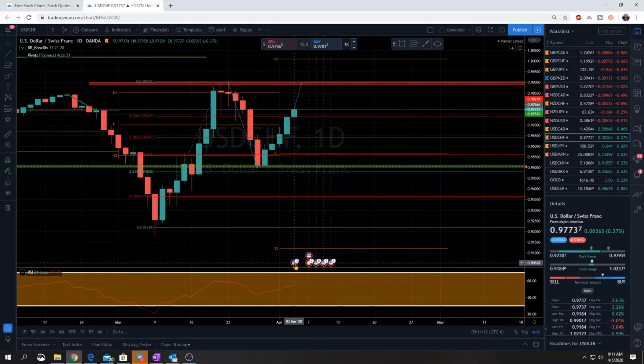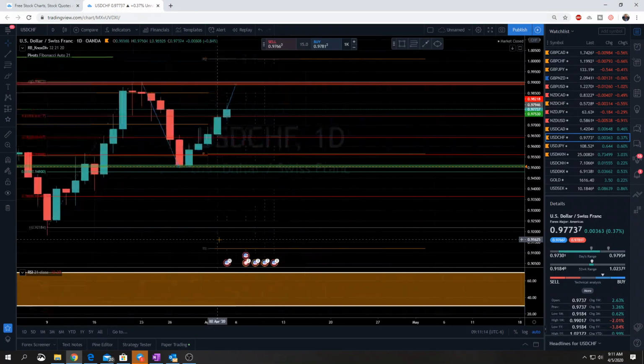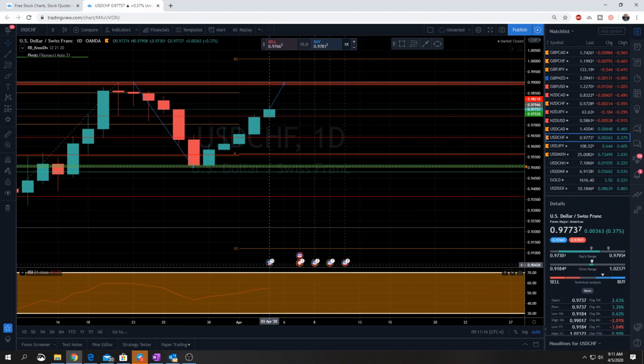Why have these not updated yet? Why is it showing me non-farm payroll still? Okay, whatever. So I think we're going to get a pull push up to here, or possibly start taking a turn.